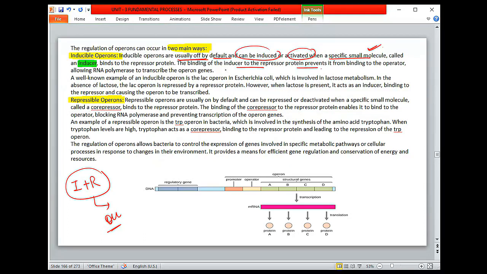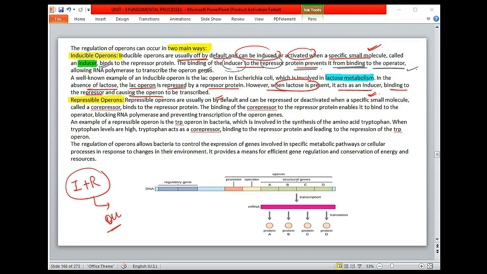The binding of the inducer to the repressor protein prevents it from binding to the operator, allowing the RNA polymerase to transcribe the operon genes. Right, now an example of an inducible gene is your lac operon. In the absence of lactose, the lac operon is repressed by a repressor protein. However, when lactose is present, it acts as an inducer, binding to the repressor and causing the operon to be transcribed. It's very logical and basic to understand.